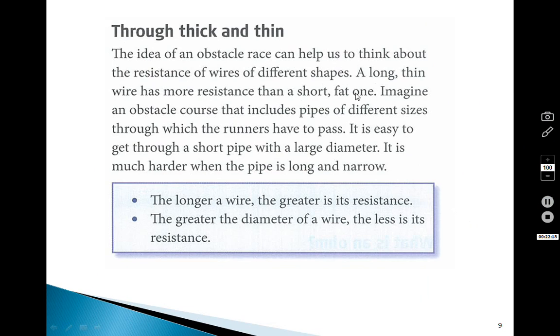Here in this slide, under this topic, "Through Thick and Thin," we are going to discuss the relation between the resistance, or I, and thick and thin wire. What's the relation between the shapes of wire and the resistance? As we said before, the idea of an obstacle race can help us think about the resistance of wires of different shapes, thin or thick.